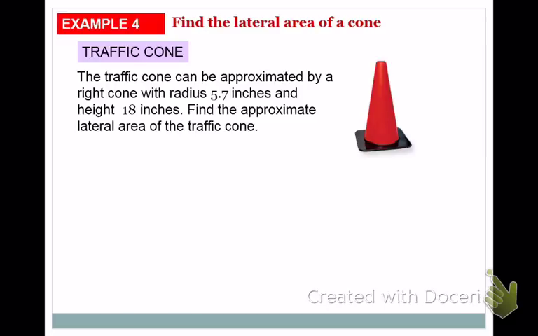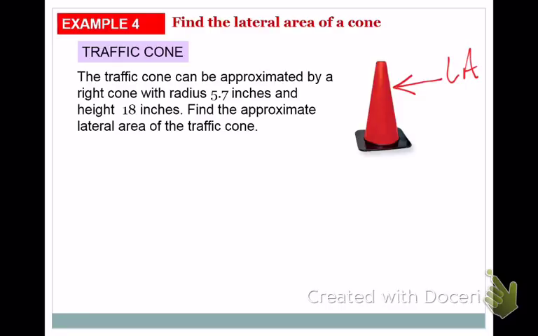We're going to make a traffic cone, right? And to make a traffic cone, we have to pour some melted plastic into a mold, right? Now I want to know how much orange plastic I'm going to need to form just that part of the traffic cone, the orange part of the traffic cone. So what I need is the lateral area. This is the lateral area of that cone.